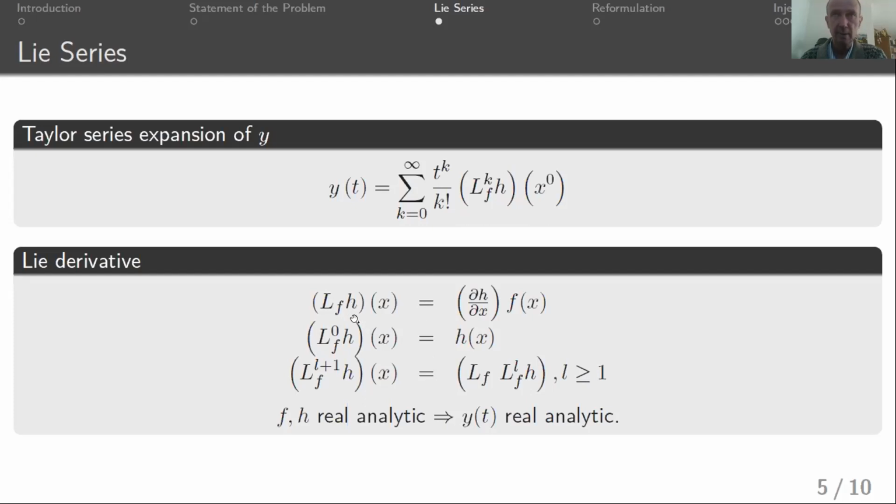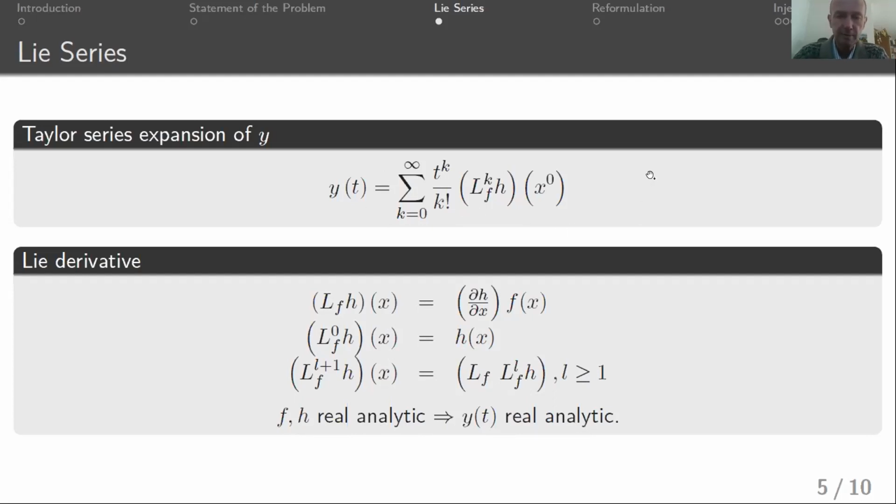So the first Lie derivative is simply the Jacobian of h times f. The zeroth Lie derivative is h of x, and the Lie derivative to the power L plus 1 is the Lie derivative to the power of L, derived again along this vector field f. And if f and h are real analytic, y of t is a real analytic function. So this expansion is possible.